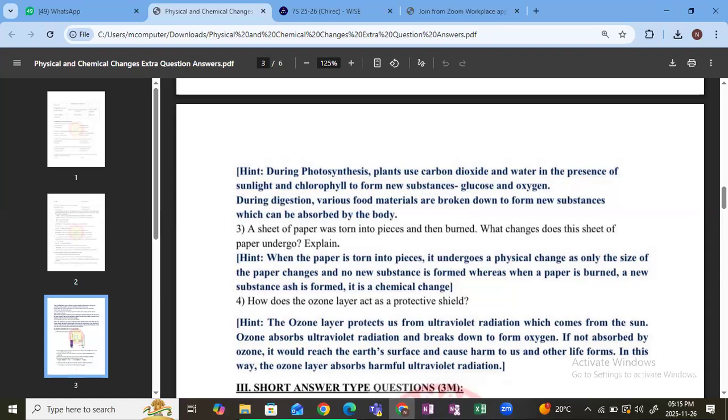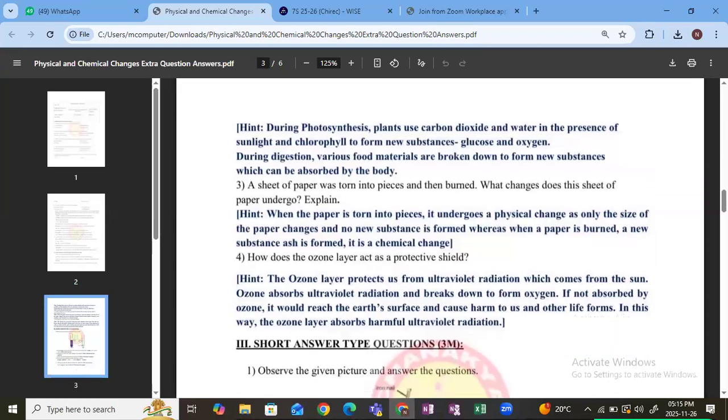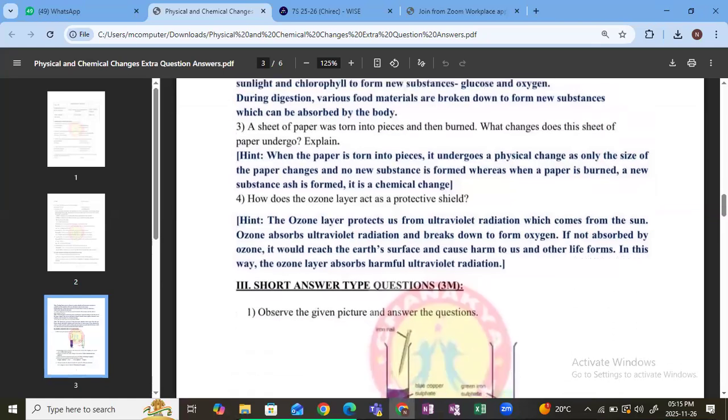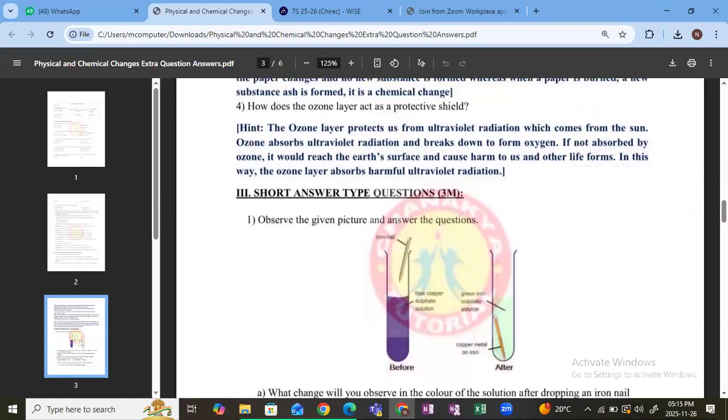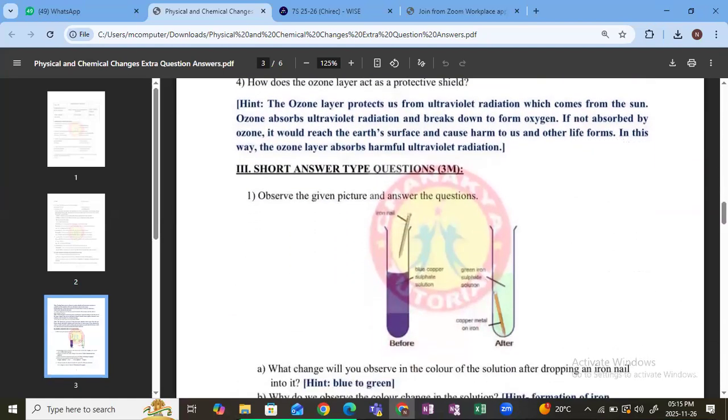Done? Yes, ma'am. Okay. Observe the given picture and answer the questions. Now, see what this picture is. What change will you observe in the color of the solution after dropping an iron nail into it?